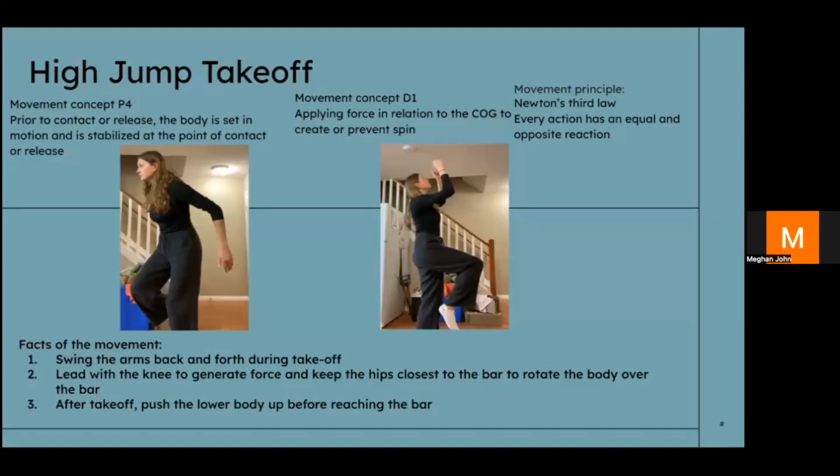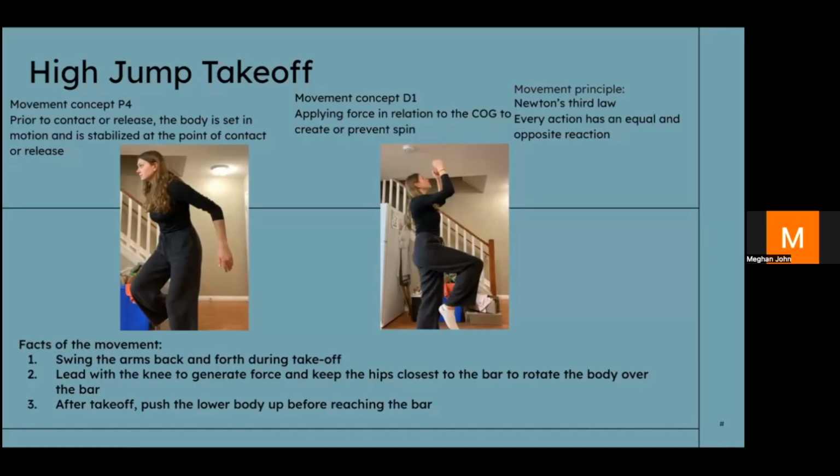Next, we have the high jump takeoff. So we have two movement concepts for this one, P4 and D1. P4 is that prior to contact or release, the body is set in motion and is stabilized at the point of contact or release. In D1, we are applying force in relation to the center of gravity to create or prevent spin. The movement principle is Newton's third law, that every action has an equal and opposite reaction.